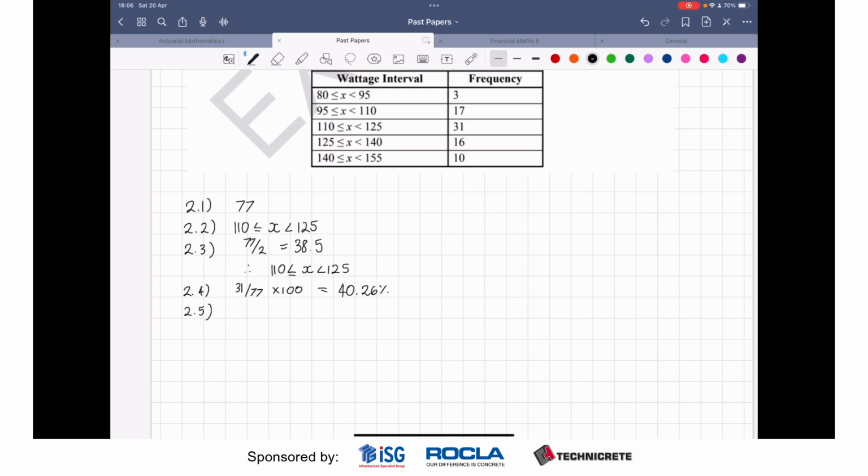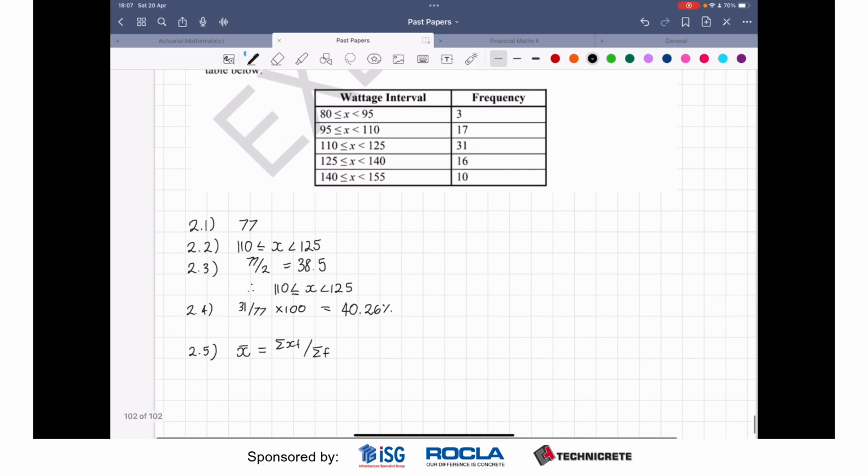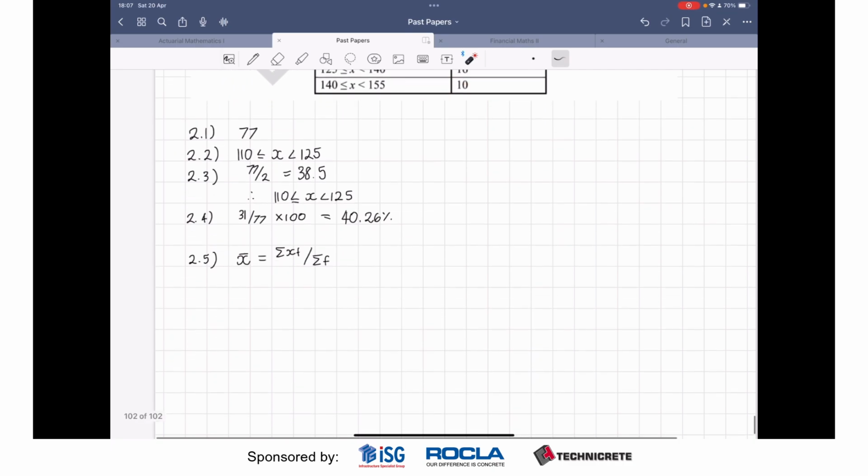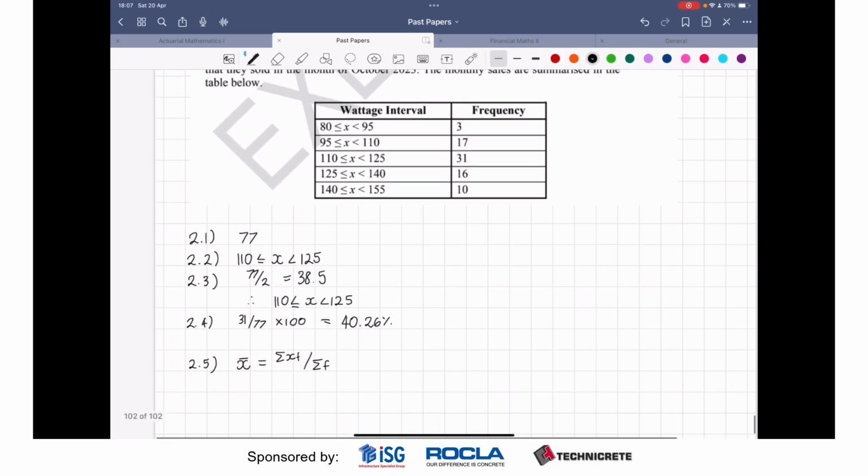Then 2.5, estimate the mean wattage of light bulbs that were sold. So for this mean, which is the average, X bar, I want to use this formula. Okay, and my X is going to be the midpoint of these class intervals that I have, and the F is just going to be the frequency. So the midpoints for the classes are as follows.